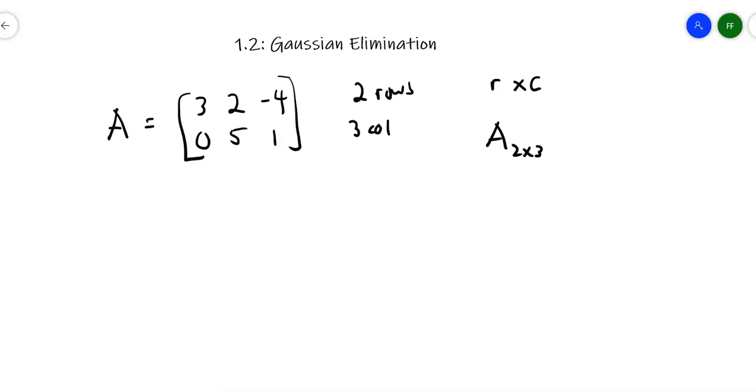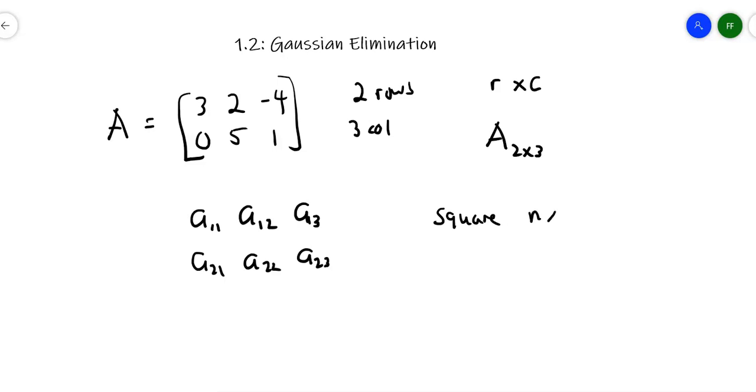We usually write the entries for the matrix in general as A11, A12, A13. So row 1, column 1, row 1, column 2, row 1, column 3. They all have unique locations in there. Row 2, column 1, row 2, column 2, row 2, column 3. Okay? If you have a square matrix, then it would be what we call an n by n matrix. So you would have as many rows as you have columns.